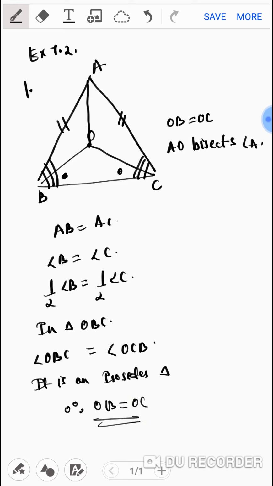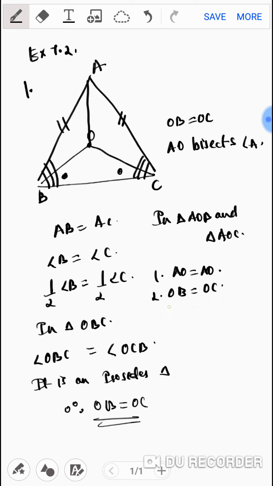Second, you have to prove that AO bisects angle A. Now in triangle AOB and triangle AOC, your first reason you can say AO is common in both. Second reason, OB is equal to OC. And third reason, AB is equal to AC. From these three reasons you will get that triangle AOB is congruent to triangle AOC.